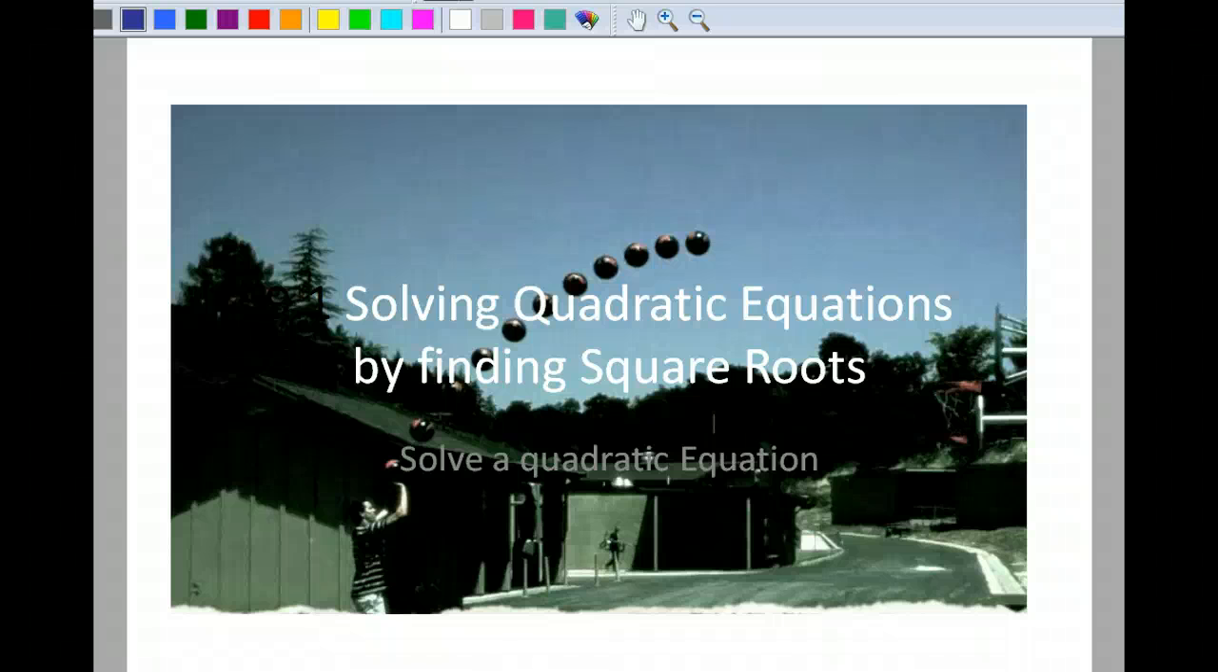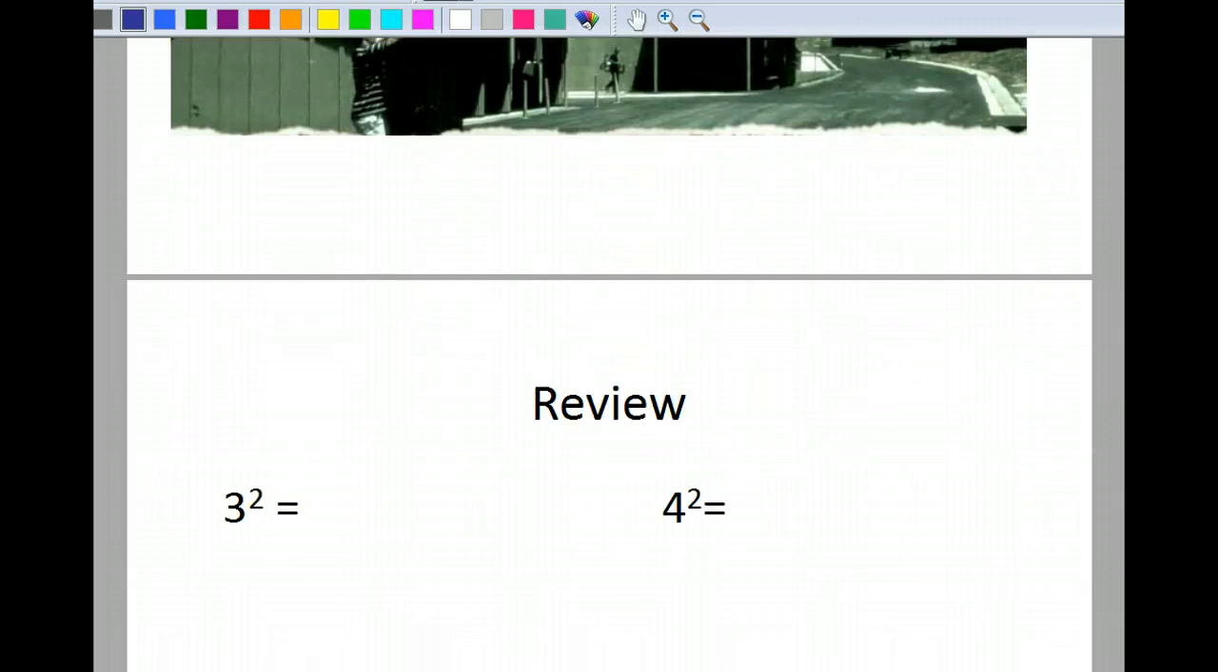Okay, this is section 9.1. We're going to be solving quadratic equations by finding square roots. This is going to be a method that we start to use when we can't always factor our polynomials.